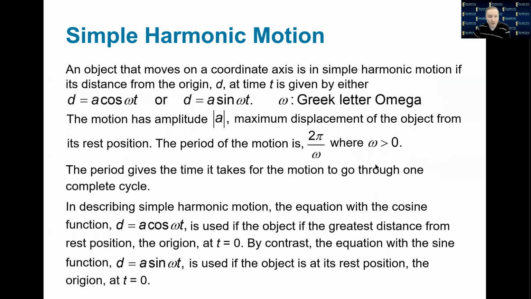Now, whenever we're talking about simple harmonic motion, we're going to say an object that moves on a coordinate axis is in simple harmonic motion if its distance from the origin D at time t is either given by the distance is equal to a times the cosine of omega t, or the distance is equal to a times the sine of omega t. All this means is that that distance is going to forever and ever go in a cyclical pattern. So it's going to have some maximum displacement, like it might go 5 units up, but then it's going to go back down, touch the original position, and then 5 units in the other direction, and then go back to the original 5 units up, go back to the original 5 units down.